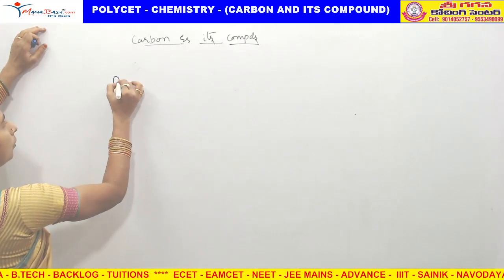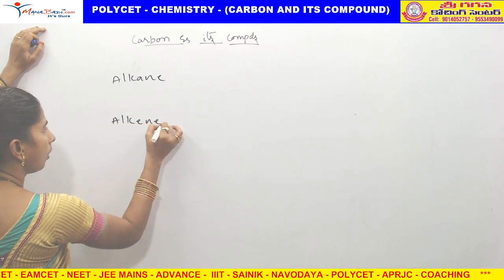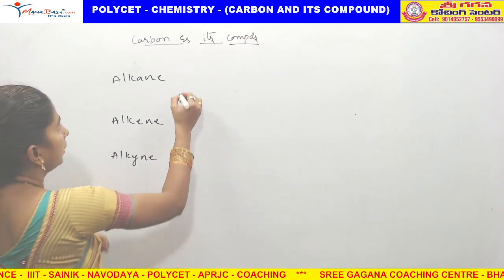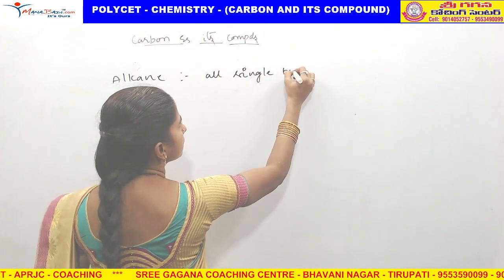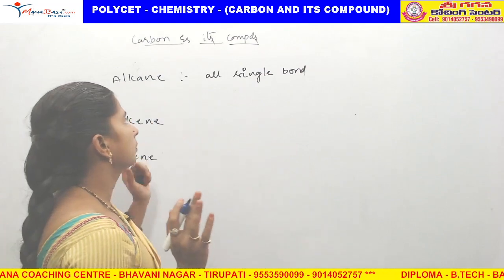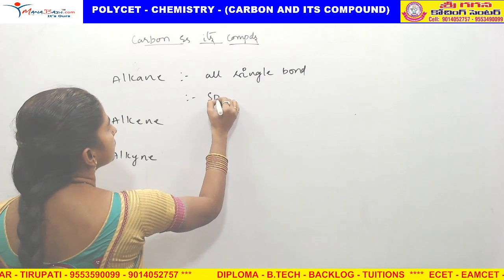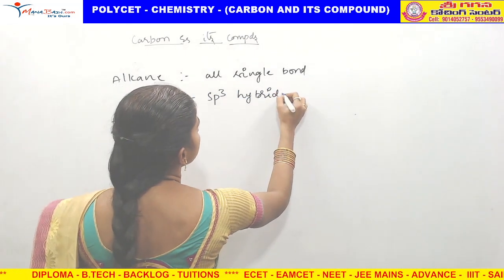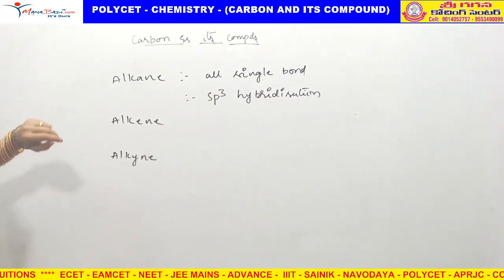Yes. Now alkane, alkene, alkyne. If you observe, alkane means all are single bonds. There is no double bond and no triple bond at all. Single bonds always means sp3 hybridization. This carbon is involved in sp3 hybridization. I already told you what sp3 hybridization is.